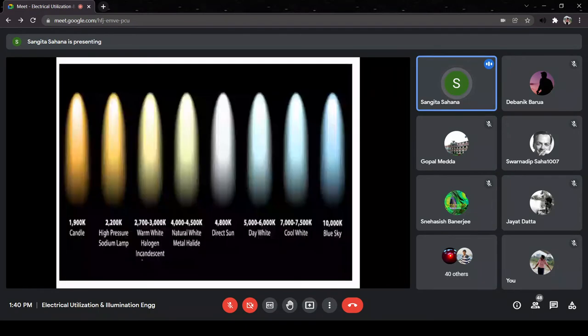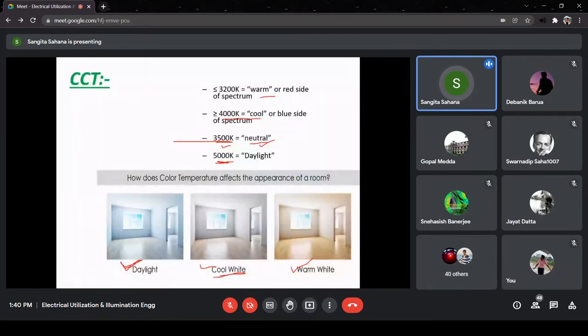If you see the packet of any CFL or LED that we use in our house, you can see warm light or cool light is given. Warm light means it will be yellowish light. The cool light will be like natural daylight.